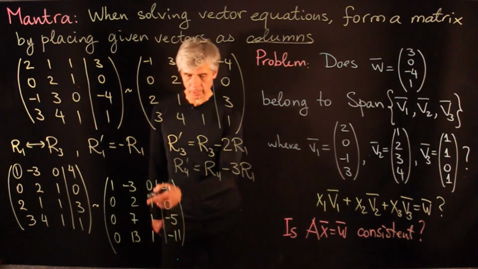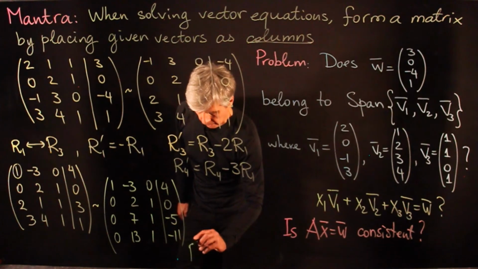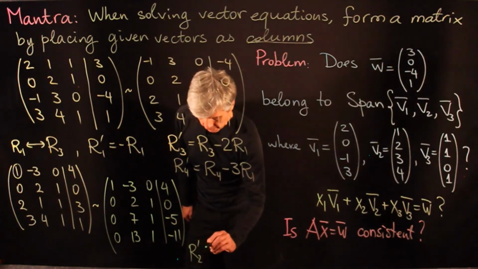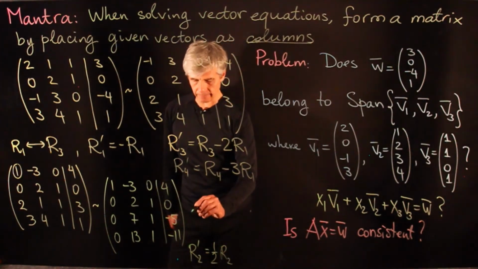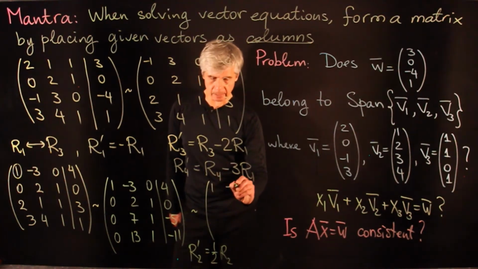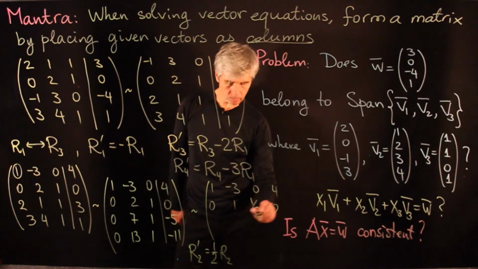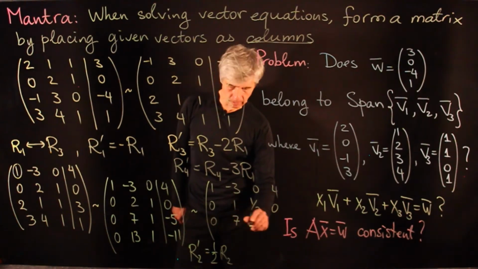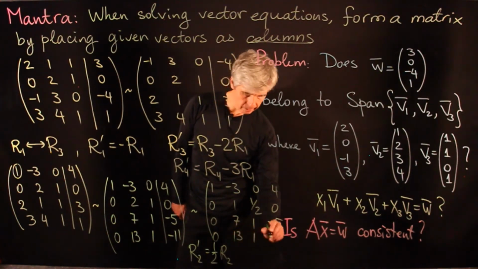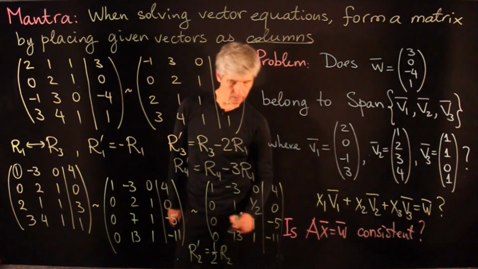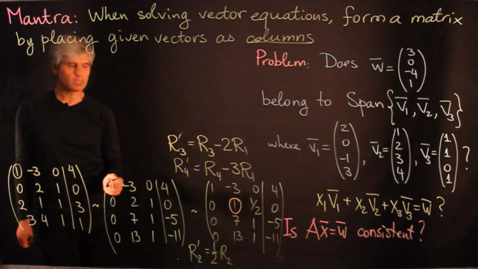Now, with this matrix, I want to create a pivot here. And what I can do is I can say that row 2 new is 1/2 of row 2. So we can multiply the second row by 1/2. And we get the matrix 1, -3, 0, 4, 0, 1, 1/2, 0, 0, 7, 1, -5, and 0, 13, 1, -11. So here we've got our second pivot, and we eliminate entries underneath.